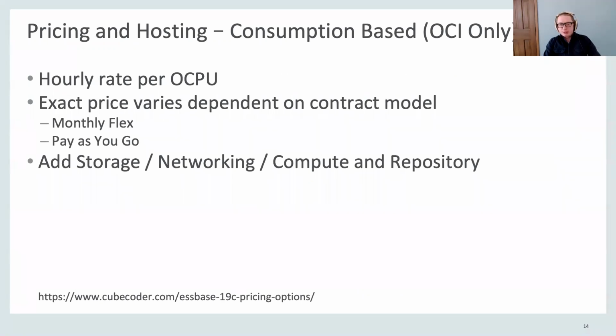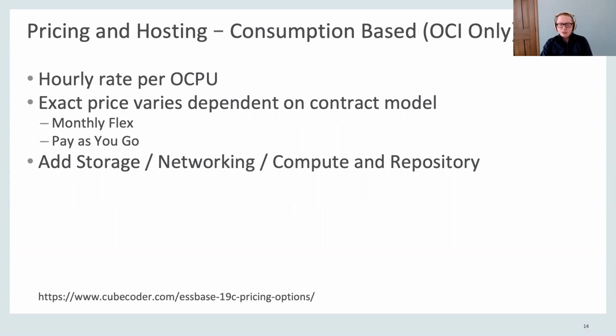So pricing and hosting. If you go to OCI, you go to Oracle Cloud, there's a consumption-based option. That means you pay a certain hourly rate for each CPU in your environment. You can shut down and start up, change the size of your instances whenever you want. And the exact price of that varies depending on the contract model you have. So whether you have a monthly commitment or monthly flex, or you literally pay as you go. From memory, I think monthly flex is about $60 per OCPU hour, and pay as you go is maybe $2.40, somewhere around that per OCPU hour.